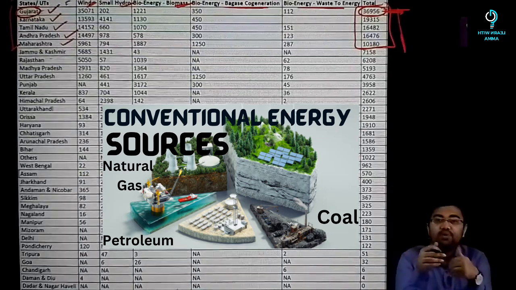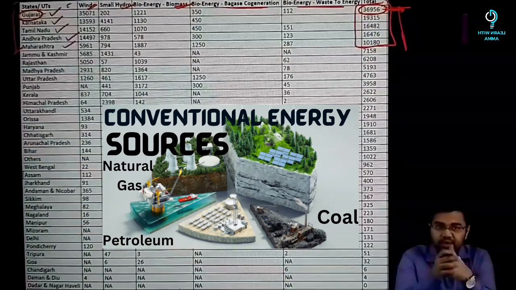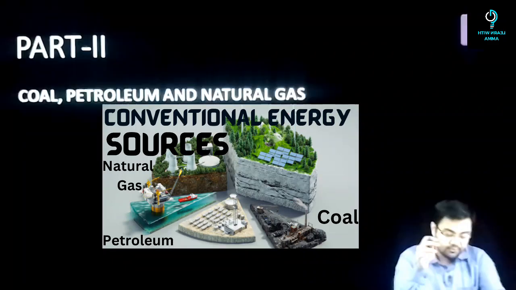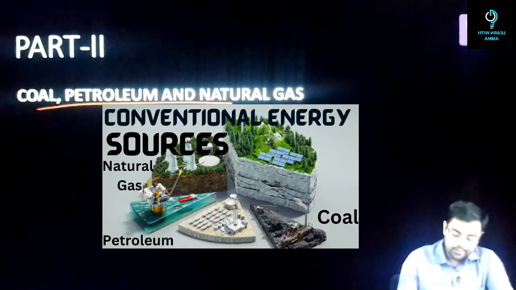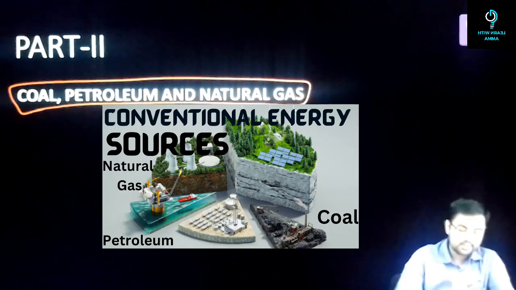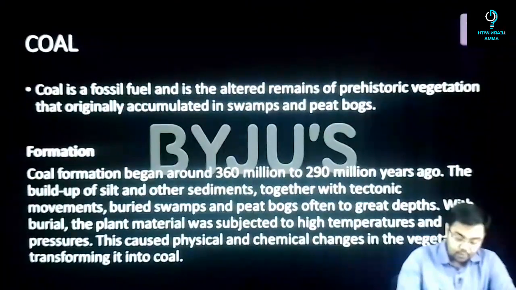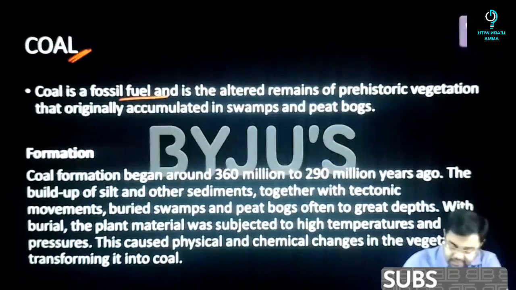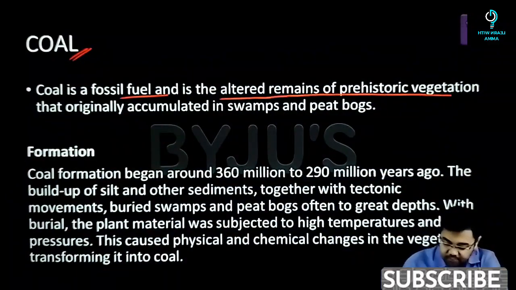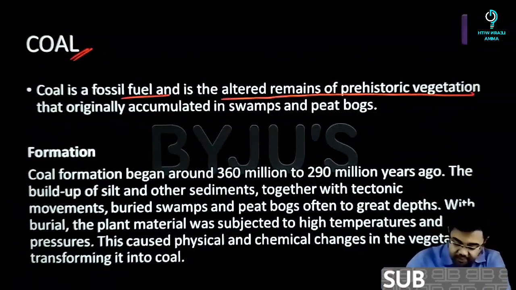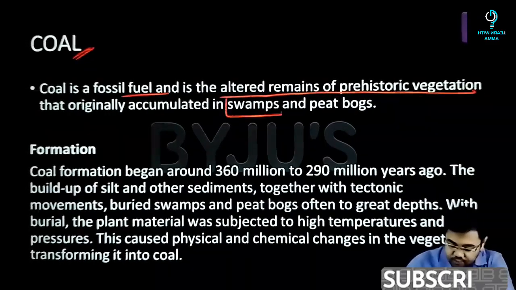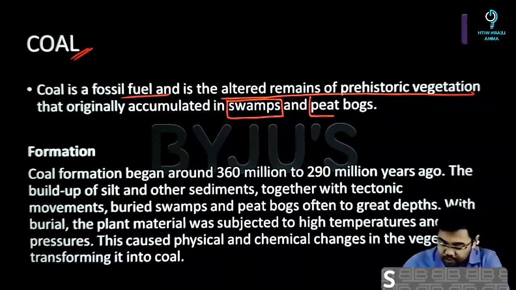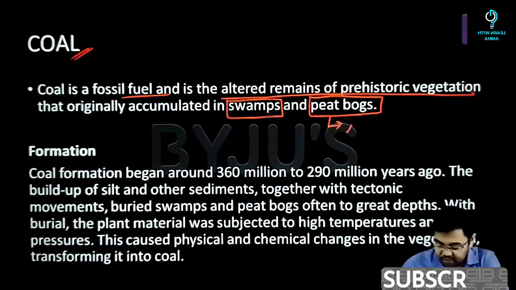Now we need to move on to the second part of our lecture, where we will start discussing the fossil fuels first, that is coal, petroleum and natural gas. So when you talk about coal, what exactly is coal? Coal is a fossil fuel and is the altered remain of prehistoric vegetation that originally accumulated in swamps or peat bogs. Peat bogs basically are wetlands.